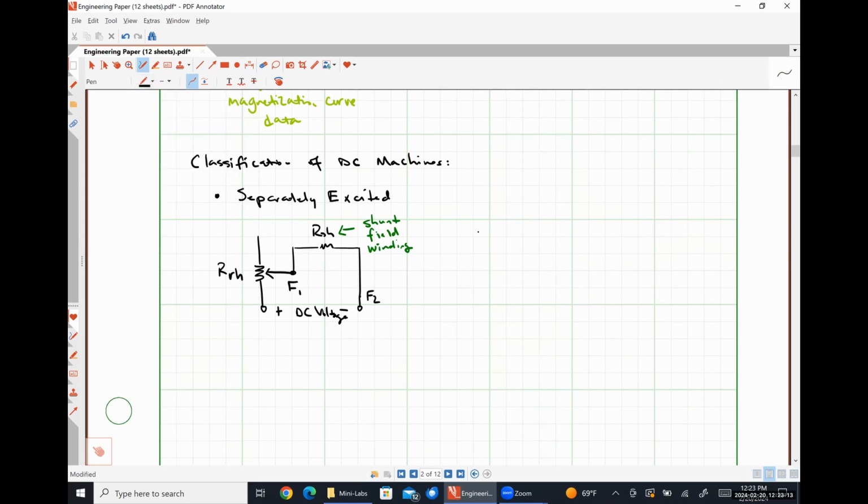And then our armature circuit, I'll put over here. So here's A1, A2. We have that resistance RA, our induced voltage EA, like so. And then our terminal voltage out here.